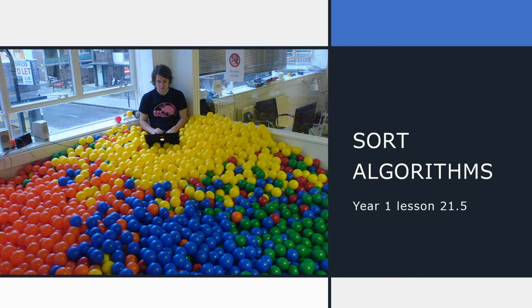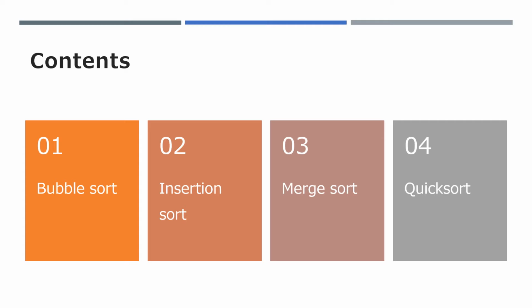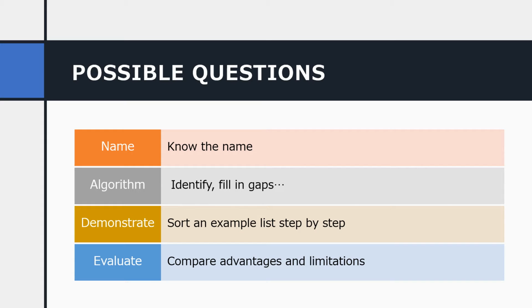Welcome back. This is the last lesson about sort algorithms, and in this lesson I'm just going to review the sort algorithms we've learned and talk about their features, their advantages and their disadvantages. So in this lesson we'll look at the bubble sort, the insertion sort, the merge sort and quicksort, and in each case we'll think about the key features and the advantages and disadvantages.